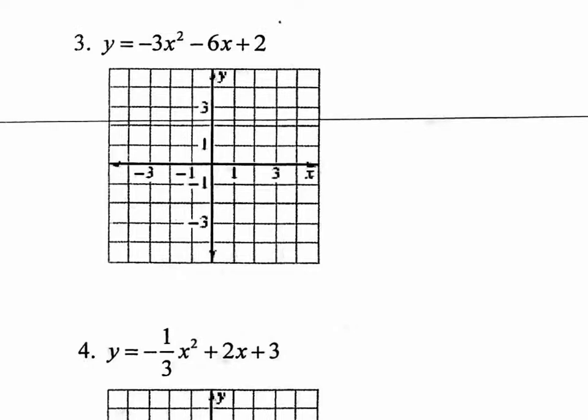So number 3, we have a standard form quadratic trinomial. What's your a value? -3, right? Your b value happens to be -6, and your c value happens to be 2.